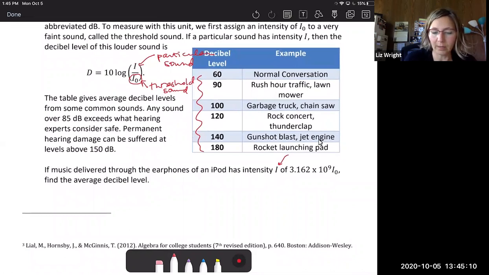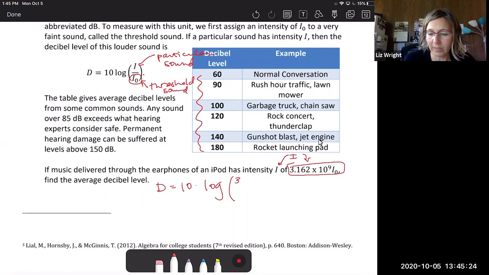So we are gonna put this into our equation, and it's gonna be 10 times log of, and we're gonna put this whole thing in there because it says that the intensity of our sound is this. So it's going to be 3.162 times 10 to the 9th times I sub 0. And that's just what was given to us. And then in our formula, I sub 0 goes in the denominator.